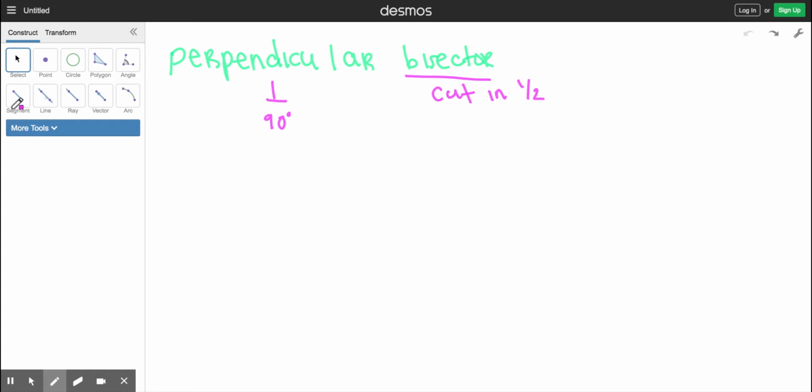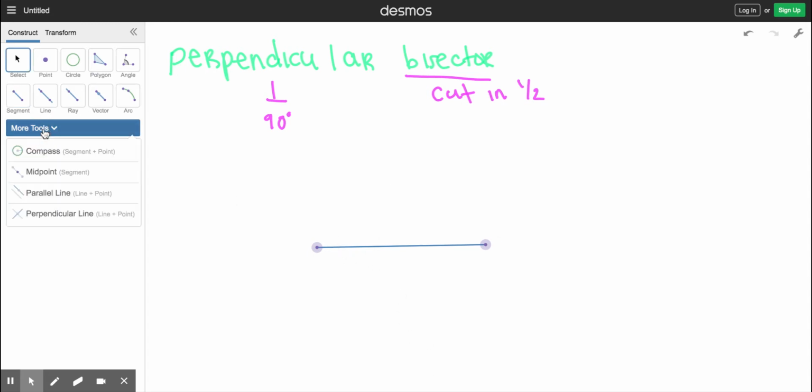So to start this, I'm going to start with a segment. Okay, so I'm going to stick a segment, and you're going to want to give yourself enough room here. I'm going to give a segment right here. And I want to create another line or a segment that is the perpendicular bisector of this one right here. That means that it's going to intersect this at a 90-degree angle, and it's going to cut it in half.